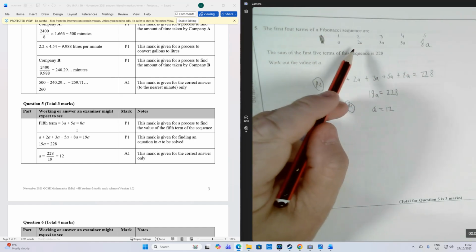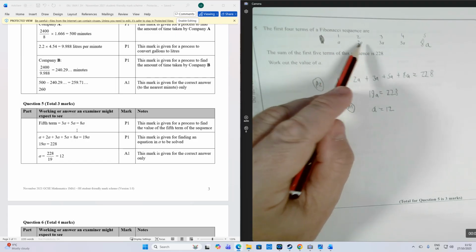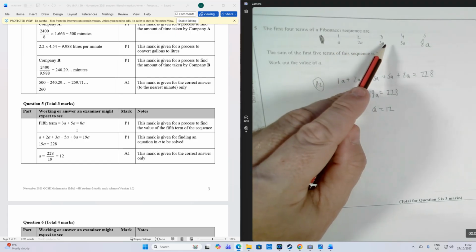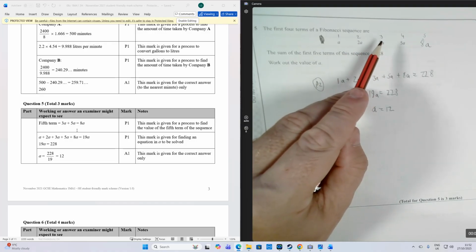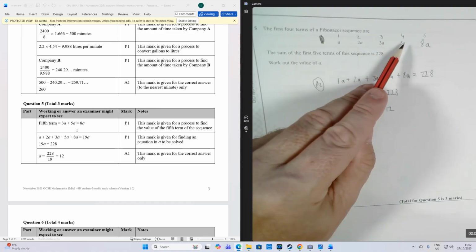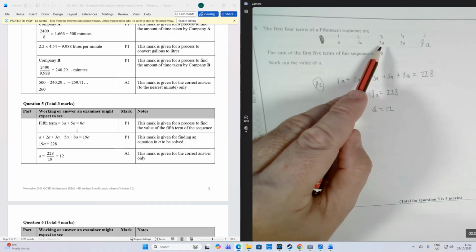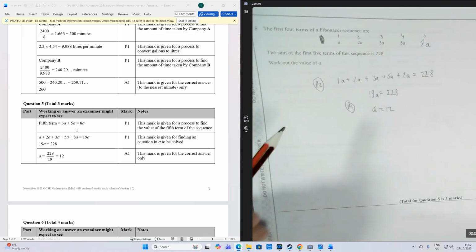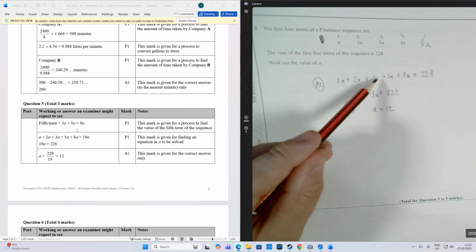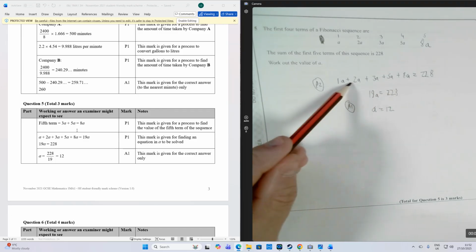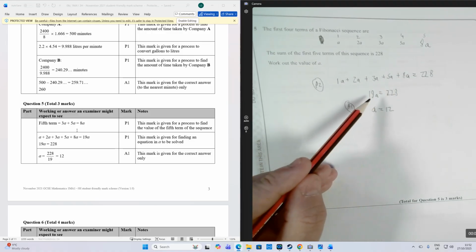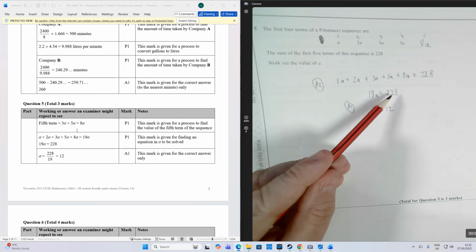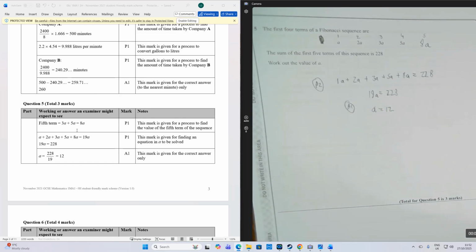Now, in a Fibonacci sequence, we add the 2 preceding terms together to get the subsequent term. So 2 add 1 is 3, so that's going to be 3. 3 add 2 is 5, so that's going to be 5. 5 add 3 is 8, so that's going to be 8. So in other words, the first, second, third, fourth, and fifth terms all added together equals 228. Now, when you add all of those together, that comes to 19A. So 19A equals 228, and then we divide by 19 to give us A is 12.